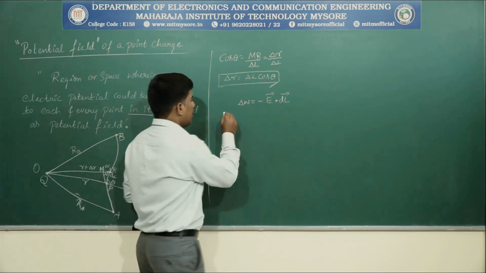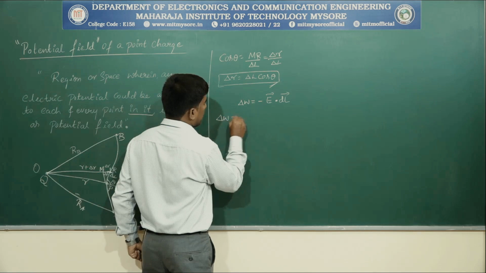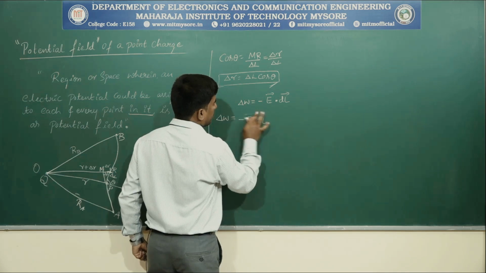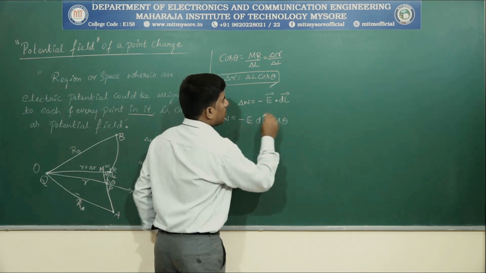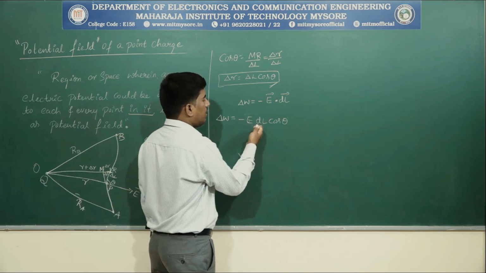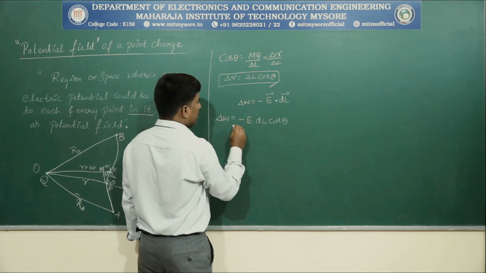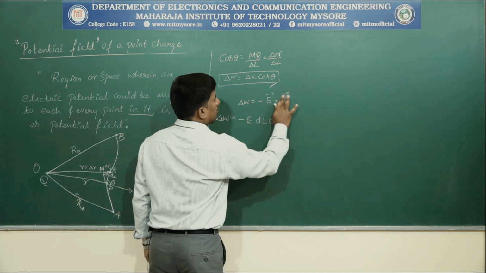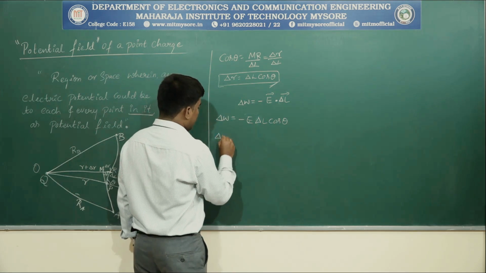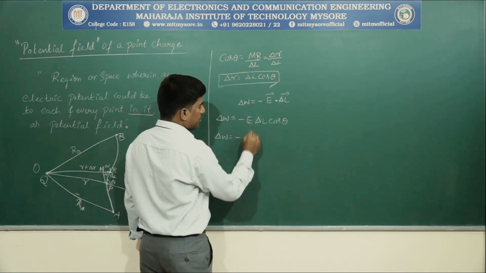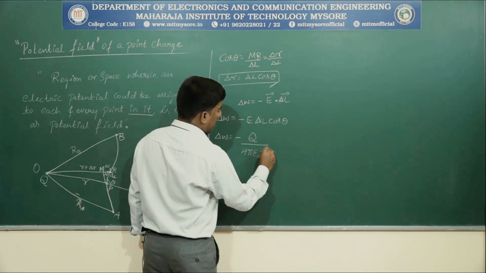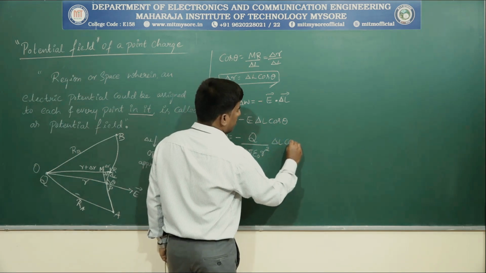E dot dl. Now if we expand this expression, delta W is equal to minus E into dl into cos theta. We know the expression for dot product. Dot product between any two quantities is given by this equation, E into dl into cos theta, right? This is not dl, this is delta L. Now delta W is equal to minus, what is the expression for E? Q divided by 4 pi epsilon naught into R square into delta L into cos theta.